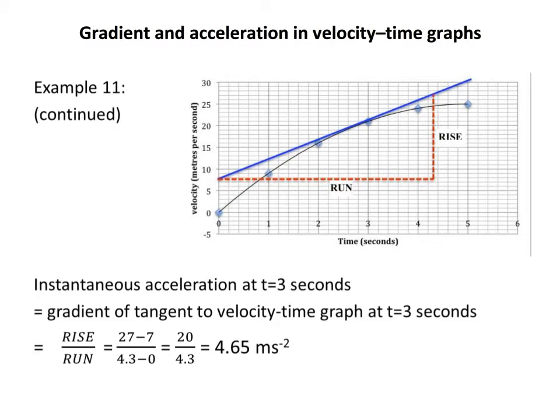One of the things we want to know is the acceleration at a particular point in time, or the instantaneous acceleration. Here, let's have a look at 3 seconds. At that point, the gradient of the tangent to the velocity time graph is given by the rise over the run. Reading the figures off the graph, for the rise it's 27 minus 7, and for the run, it's 4.3 minus 0. Simplifying that, we get that the instantaneous acceleration is 4.65 meters per second squared.